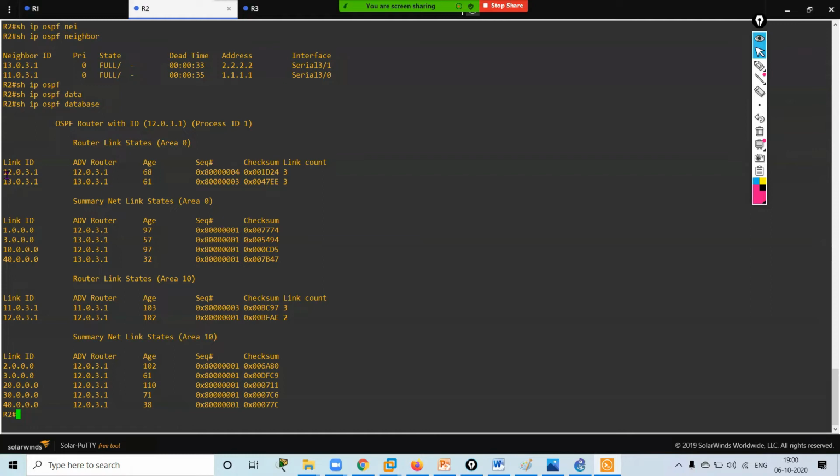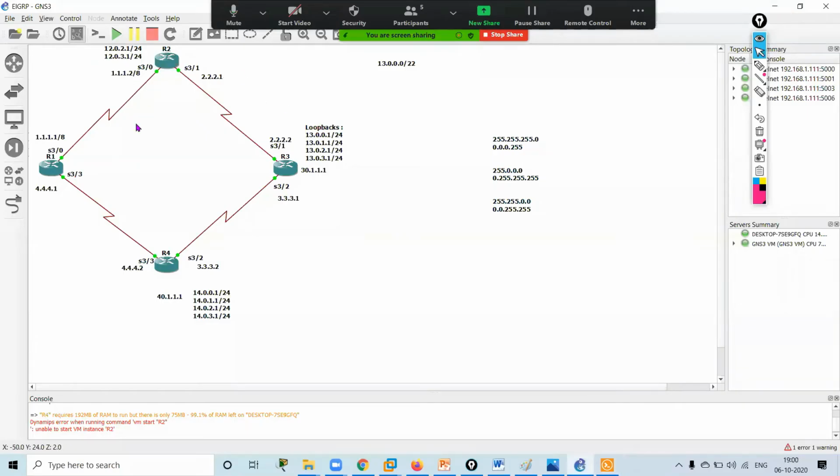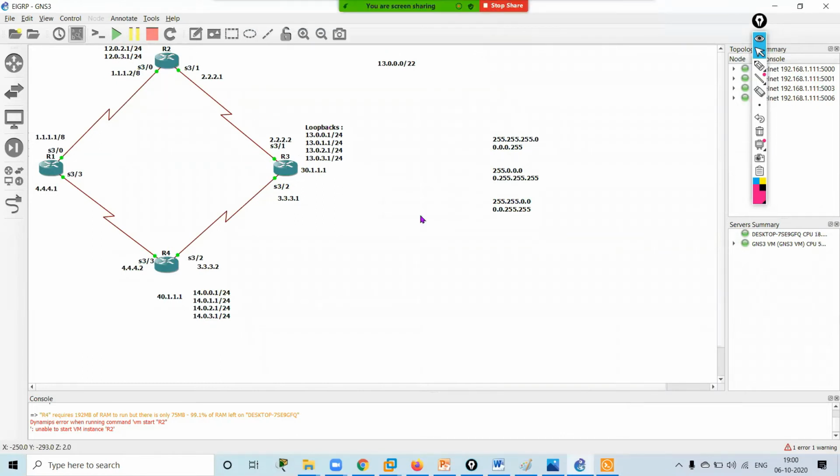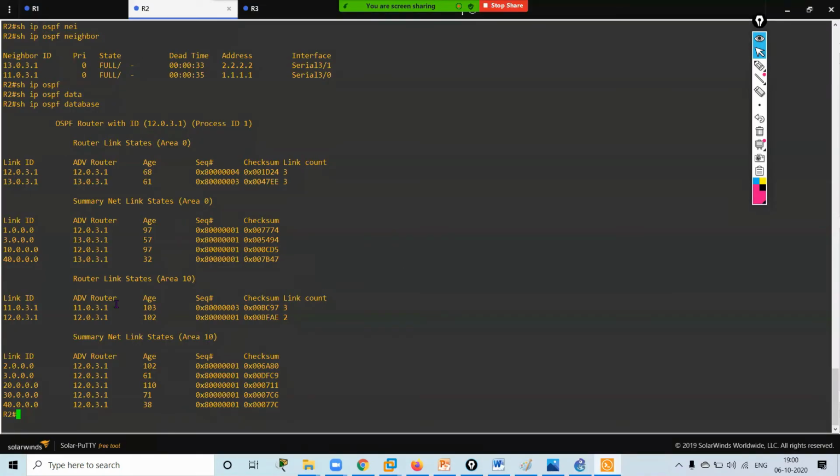Because R2 is my border router over here. Here I am running area 10, here I am running area 0. R2 is my border router between the two areas. So I am having these routes over here.